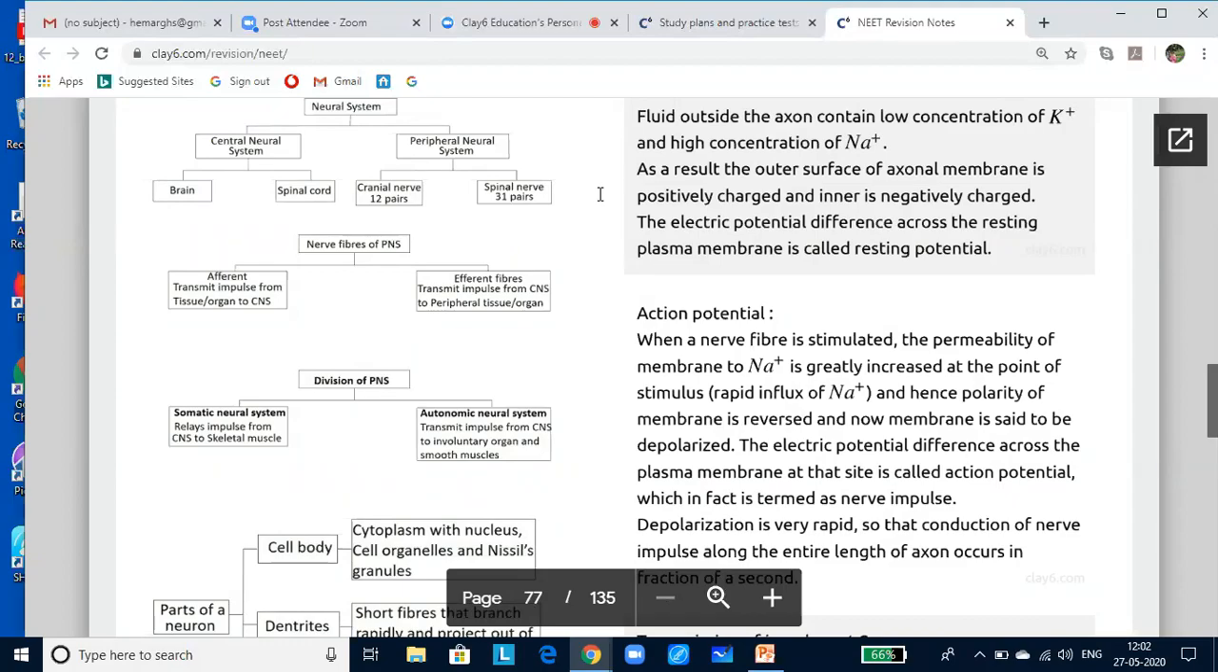Now, if you look at this, it is composed of 12 pairs of cranial nerves and 31 pairs of spinal nerves. Cranial nerves emerge from the brain, while spinal nerves arise from the spinal cord. 10 pairs of cranial nerves are present in fishes and amphibians, but in man it is 12 pairs. But 37 pairs of spinal nerves are present in the rabbit.